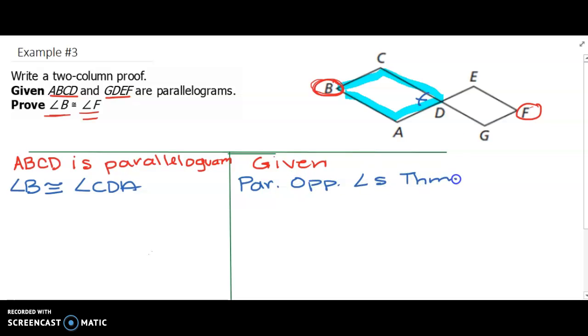Now I know I just abbreviated that big time. It stands for parallelogram opposite angles theorem. It tells us opposite angles of a parallelogram are congruent.